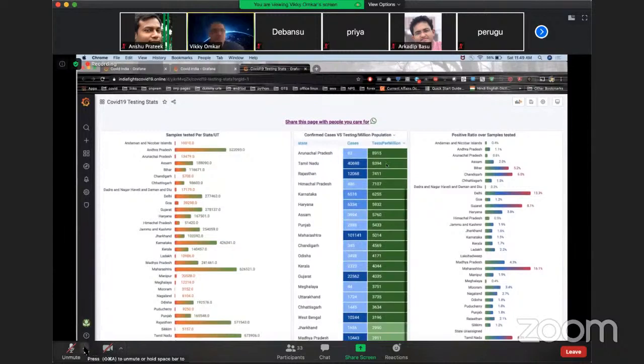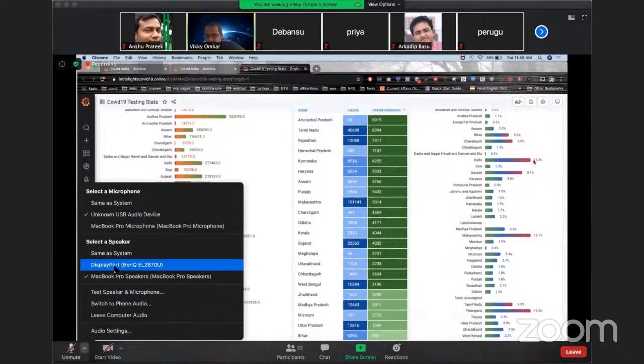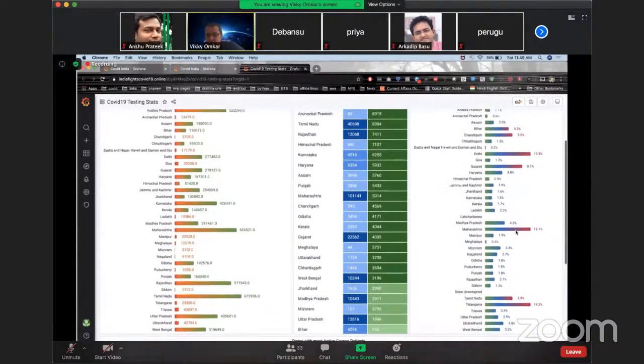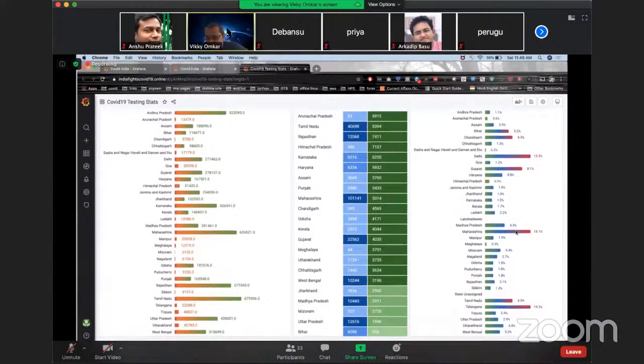And then we have the positive ratio of samples tested. Let's say a state has done 100 tests. Out of that, how many positive cases did they get? In this, you can see Delhi has 13, Maharashtra has 16, and Telangana has 9. Out of 100, Delhi has 13 positive cases, Maharashtra 16, and Telangana 9.